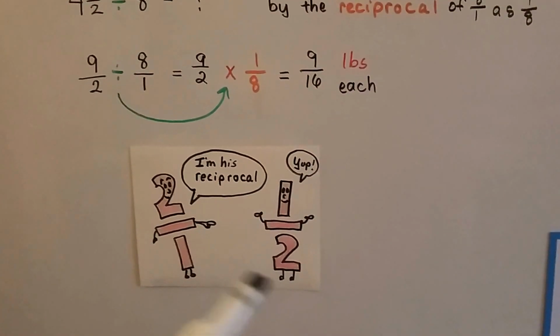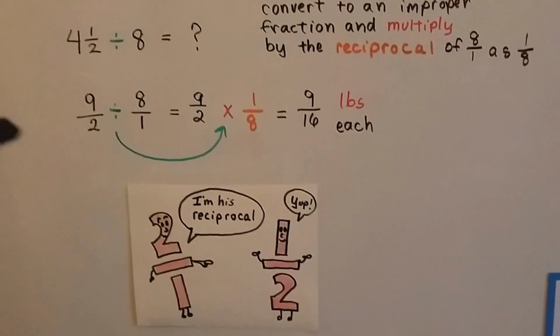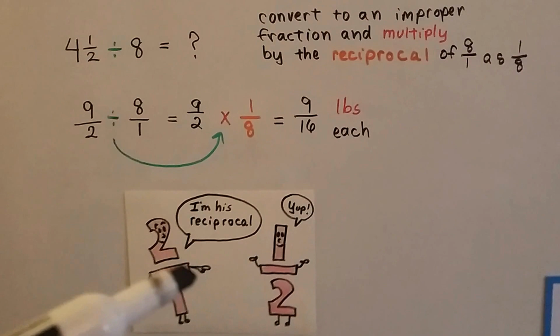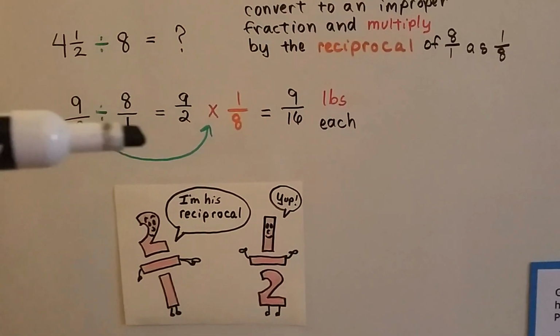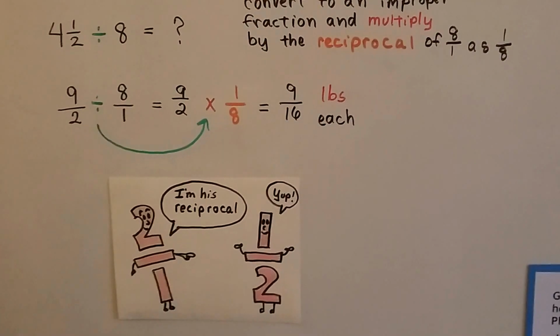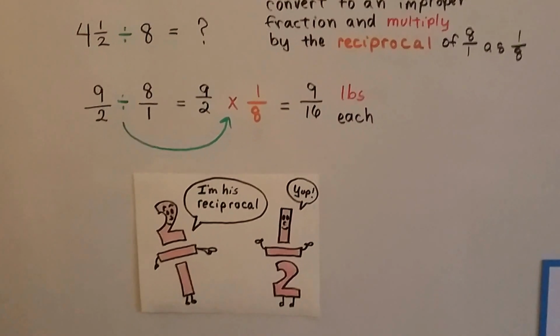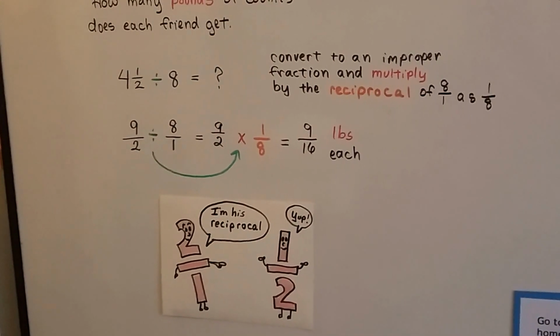Just like if it was half, it would be 2 over 1. We just flipped it around, see? Now we're going to change this division sign to a multiplication sign, and we're going to multiply numerator to numerator and get 9, and denominator to denominator and get 16, and our answer is 9/16 pounds each. That's how many pounds of cookies each friend is going to get.